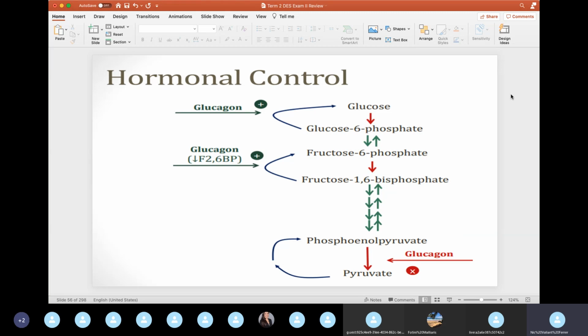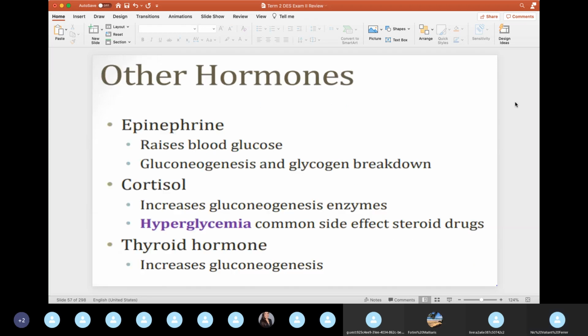All right. In terms of hormones, glucagon, remember, you're in a fasting state, it actually increases your gluconeogenesis. It regulates your fructose 2,6 bisphosphate. Other hormones, epinephrine, cortisol, and thyroid hormone, increase your gluconeogenesis.